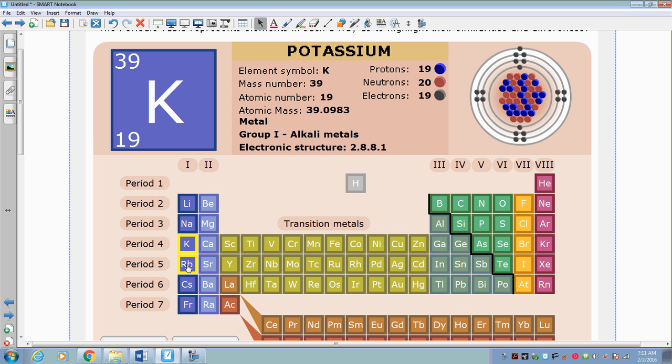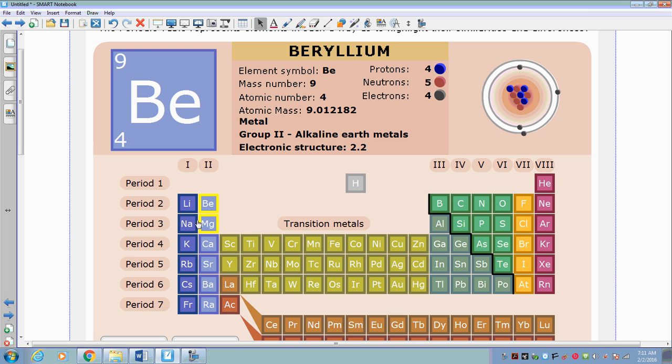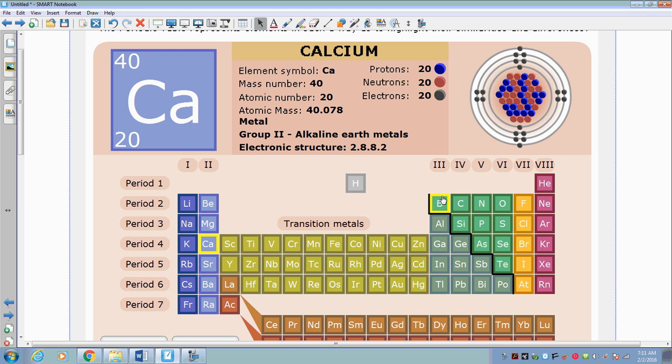Rubidium, that was a drum roll. Guess what? It would have one. See, here's the little electron structure. It tells you right there. One. And then guess what group two is going to have? Two. Calcium, two. You get the idea.